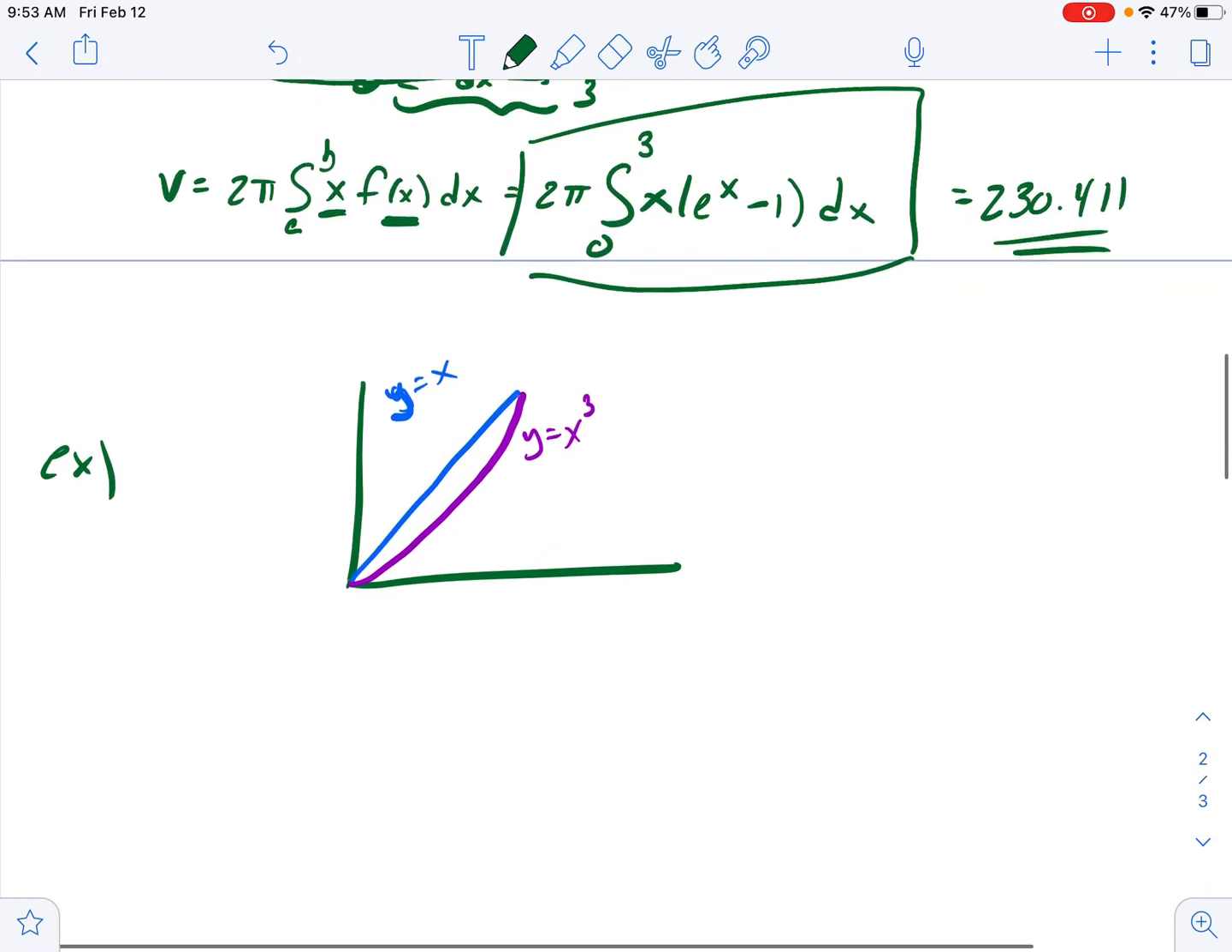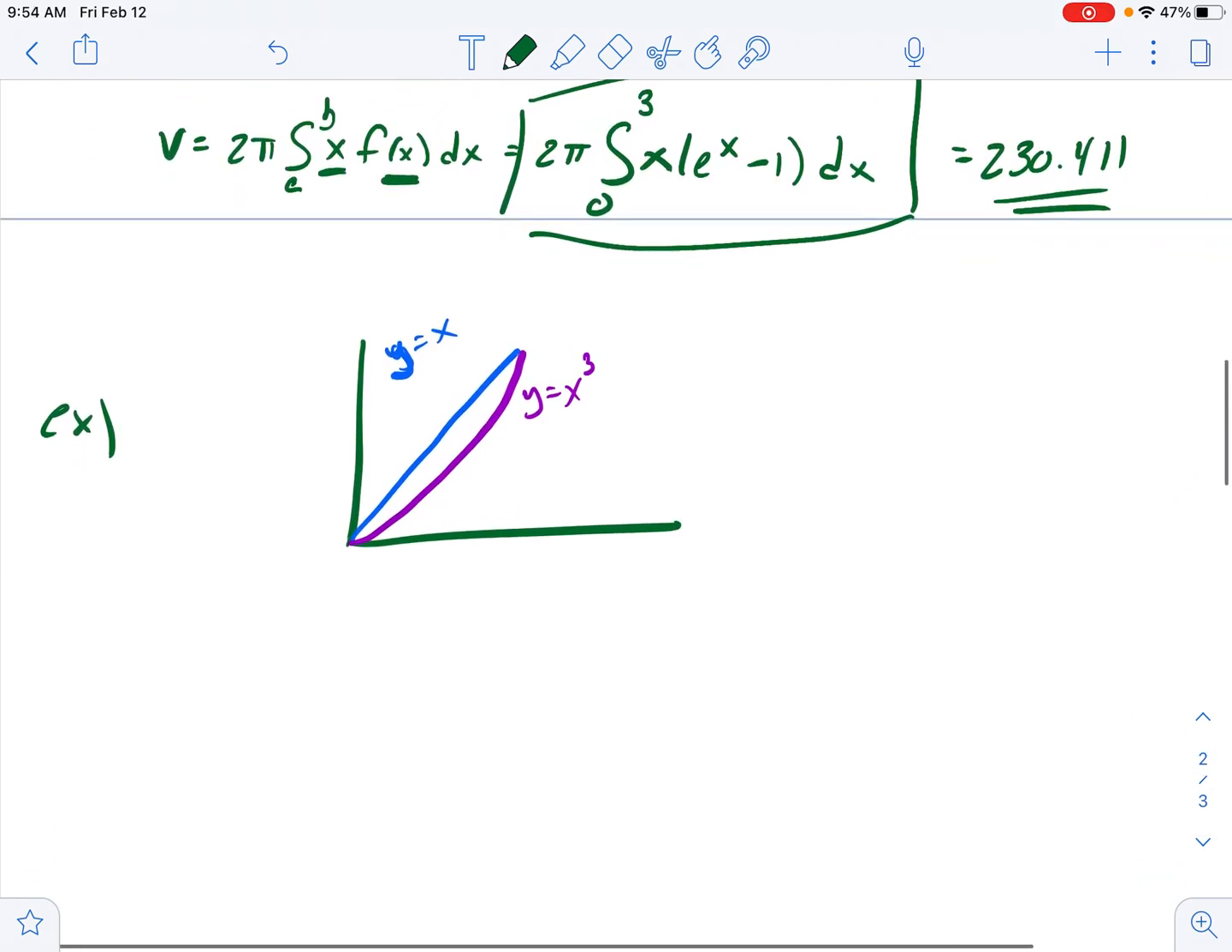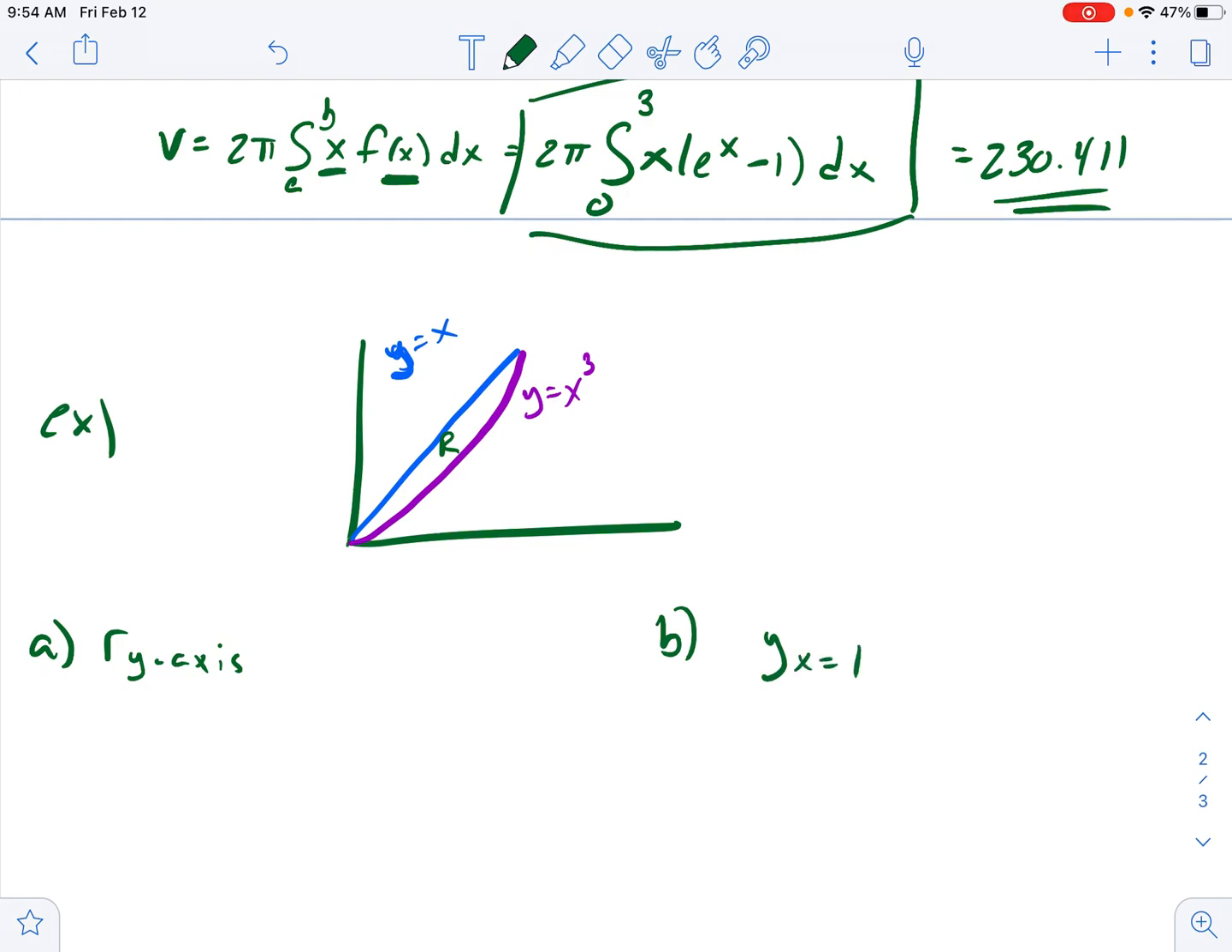Now let's take a look at a couple more examples where we're going to start looking at regions between curves, and we'll alter the line of rotation. So in part A, let's take the region between y equals x and y equals x cubed, and we're going to rotate about the y-axis first, and then maybe in part B we'll rotate about the line x equals 1. Now in this problem, I didn't give you the bounds.